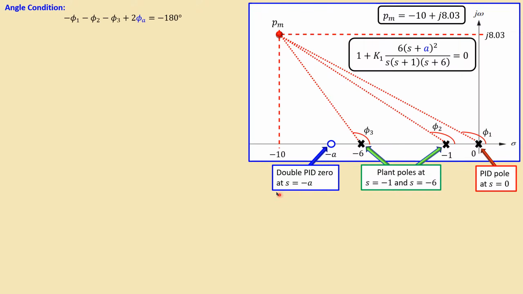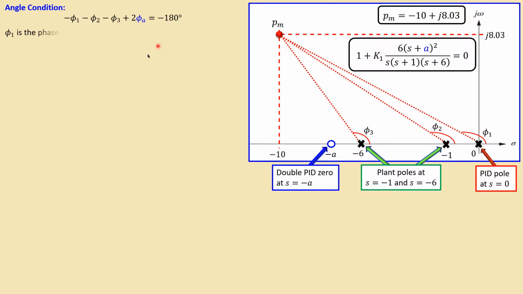The angle condition for this situation is that all the poles plus all the zeros phase contribution must add up to minus 180 degrees. We know the phase contributions of the poles are negative and the phase contributions of the zeros are positive. So you can see minus phi 1, minus phi 2, minus phi 3, because these are all poles. And we have a double zero, which is positive, so we have a plus 2 phi A for the double zero of the PID controller.